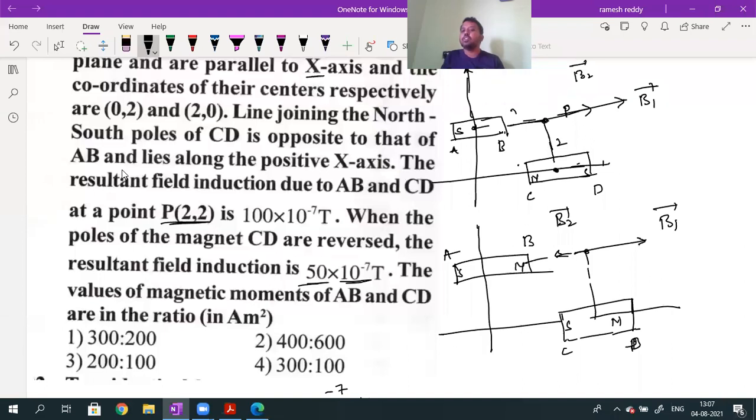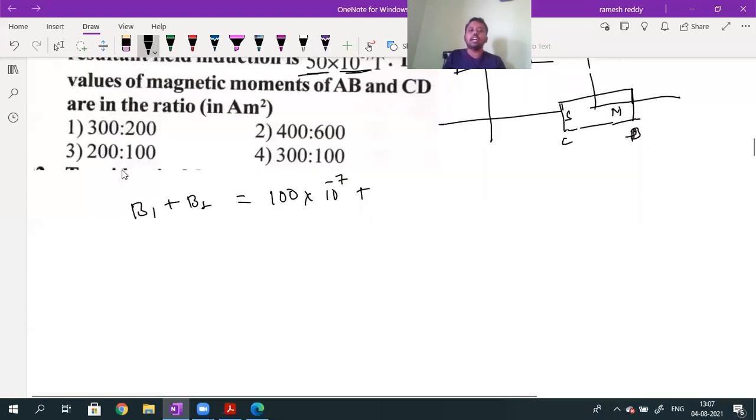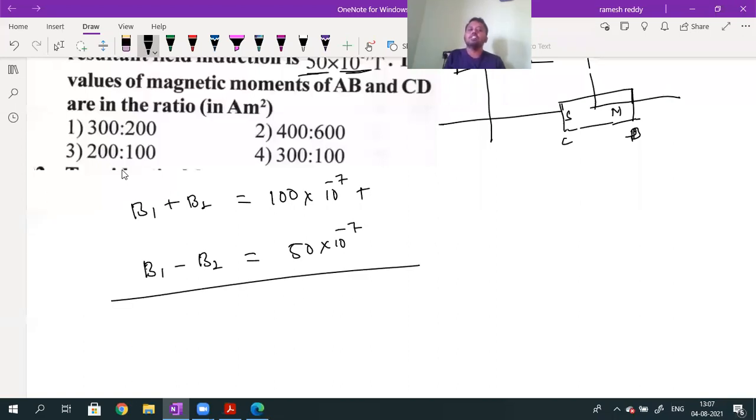So B1 and B2 are both in opposite directions. When both are in opposite directions, the resultant value they gave is 50. So what is the value of B1 minus B2? B1 minus B2 is given as 50 into 10 power of -7 Tesla. So when I add these two, B2 and B2 cancel. What will I get? 2 into B1 will be equal to 150 into 10 power of -7. So what is the value of B1? B1 will be equal to 75 into 10 power of -7 Tesla.